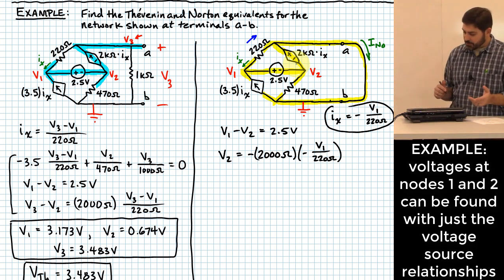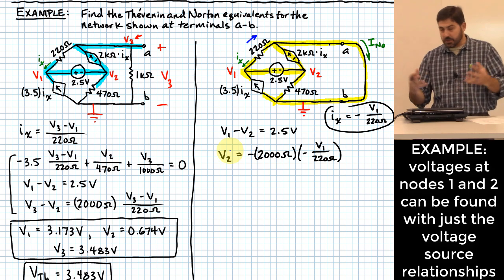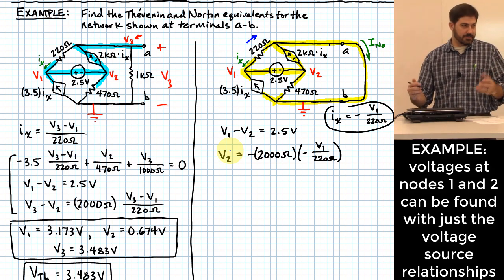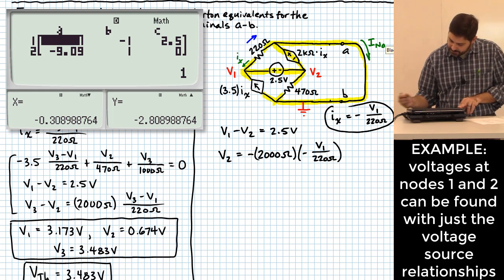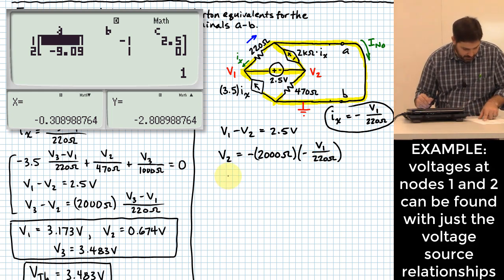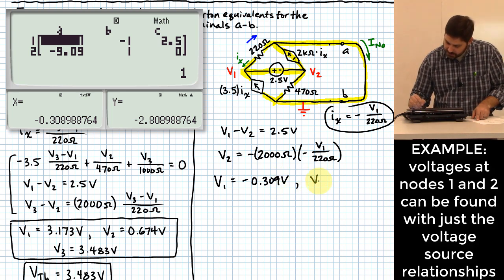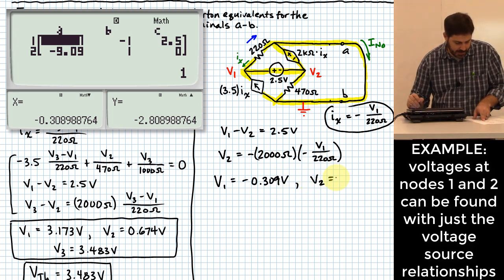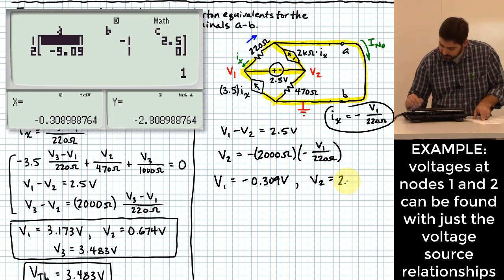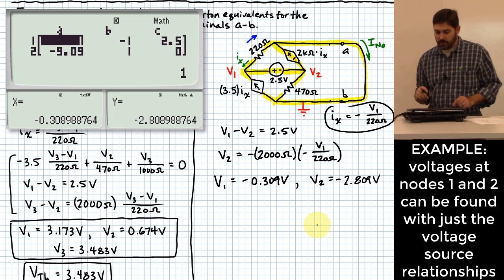So this pair of equations right here actually represents a 2x2 system that you can solve. And you end up with, let's see, I think I've got them here. V1 winds up being negative 0.309 volts. And V2 ends up being negative 2.809 volts. And I missed my negative there.